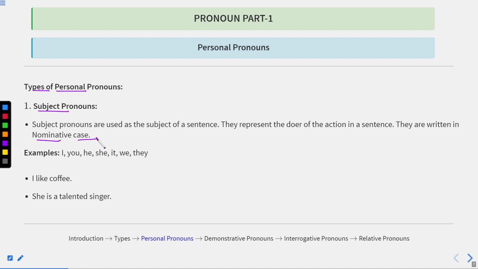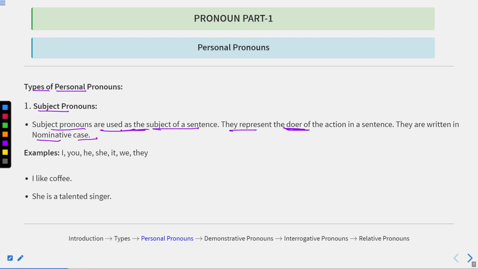It means whenever we want to write a pronoun in the subject place, it should be written in the nominative case only. And what is the nominative case? This I have already discussed with you all in the chapter of noun. Nominative case should always be used when the pronouns are to be written in the subject place of a sentence. Subject pronouns are used as the subject of a sentence. This is very important: subject pronouns are used when we replace the subject, the noun, with a personal pronoun. We use the subject pronoun or the nominative case in this place.